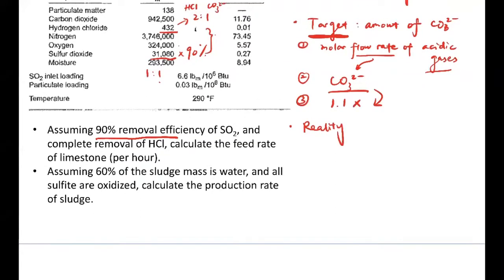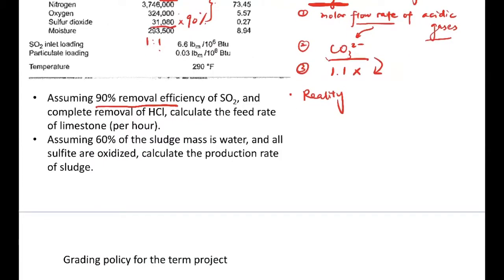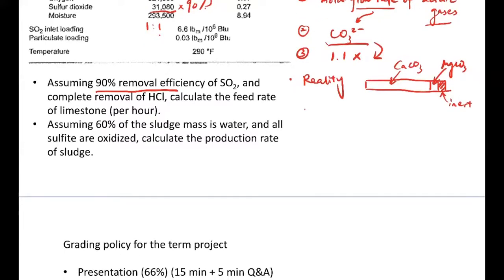In terms of the reality, we're not reacting with pure carbonate ions, right? We're reacting with the limestone. And the limestone is composed of inert, magnesium carbonate and calcium carbonate. Of course, the calcium carbonate makes up most of the composition in the limestone. But we already know the mass fraction of all of these species, right? So a simple way to do this is to assume that there's 100 grams of this limestone and calculate how many carbonate ions it can provide within this 100 grams. For example, the calcium carbonate, I remember the number is 94%, magnesium carbonate is 1.5%, and the inert is 4.5%.